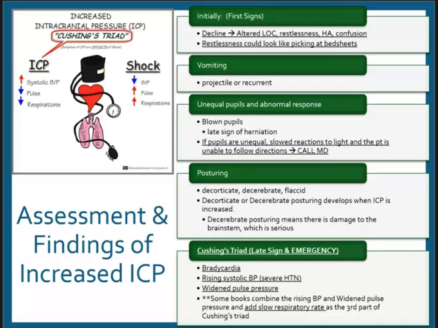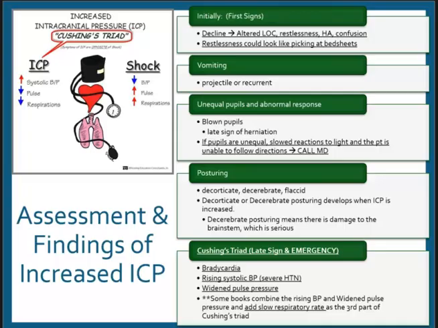If they have posturing, that's a sign. So decorticate or decerebrate, or it could be they're flaccid. Remember, your decerebrate is brainstem. You look for your respirations, your blood pressure, heart rate. Decorticate posturing, I've always kind of correlated it with cerebral palsy. You can function if you've got this posturing, just depending on how severe it is.